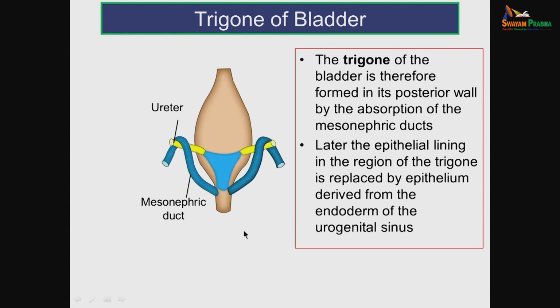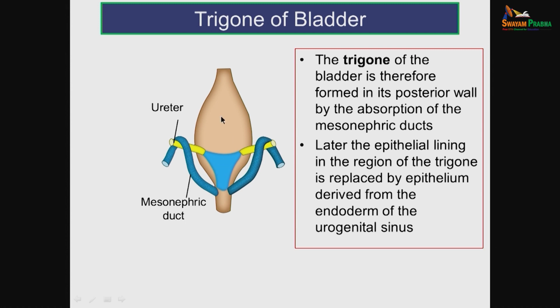So, as you can see from this picture, because of the absorption of mesonephric duct, there is a triangular area formed on the posterior wall of the bladder. This is called trigone of the bladder. This is because of the absorption of the mesonephric ducts. As you remember, having seen the earlier slides, mesonephric duct is from the intermediate mesoderm. So, trigone of the bladder is mesodermal in origin.